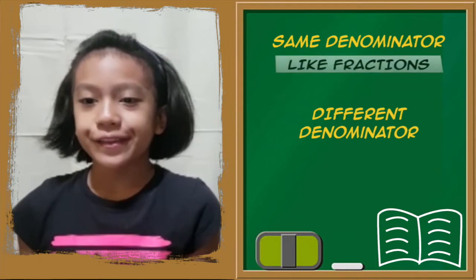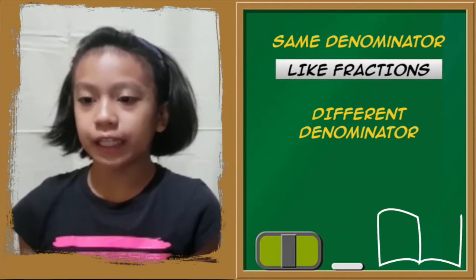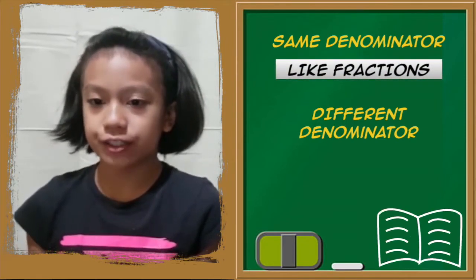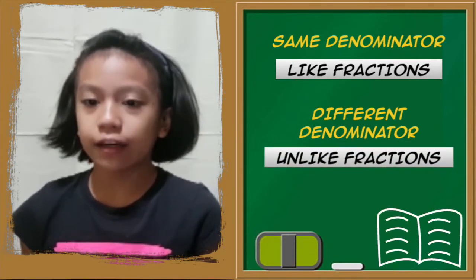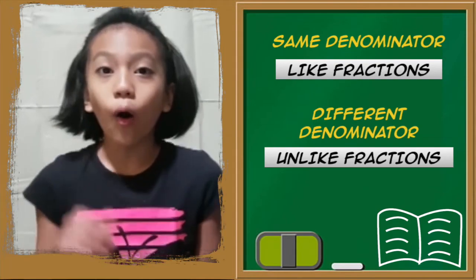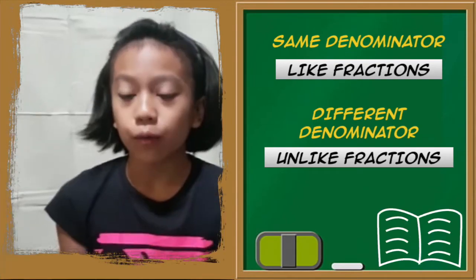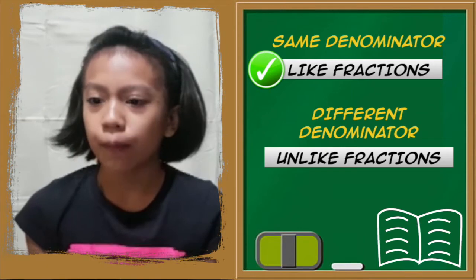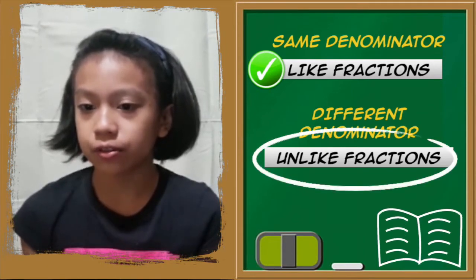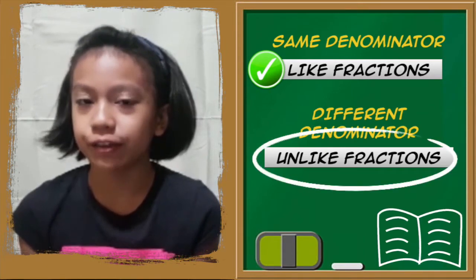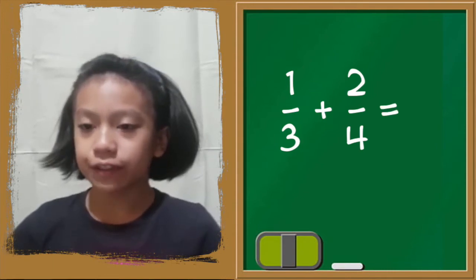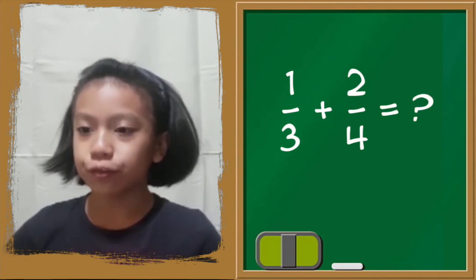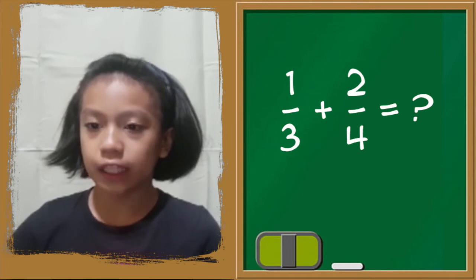By the way, these fractions with the same denominators are called like fractions, and fractions with different denominators are called unlike fractions. Oh wait! We did solve like fractions, but what if we have unlike fractions or fractions with different denominators? Let's try one example. 1/3 plus 2/4. Since we have different denominators, we have to find out what is the least common denominator.